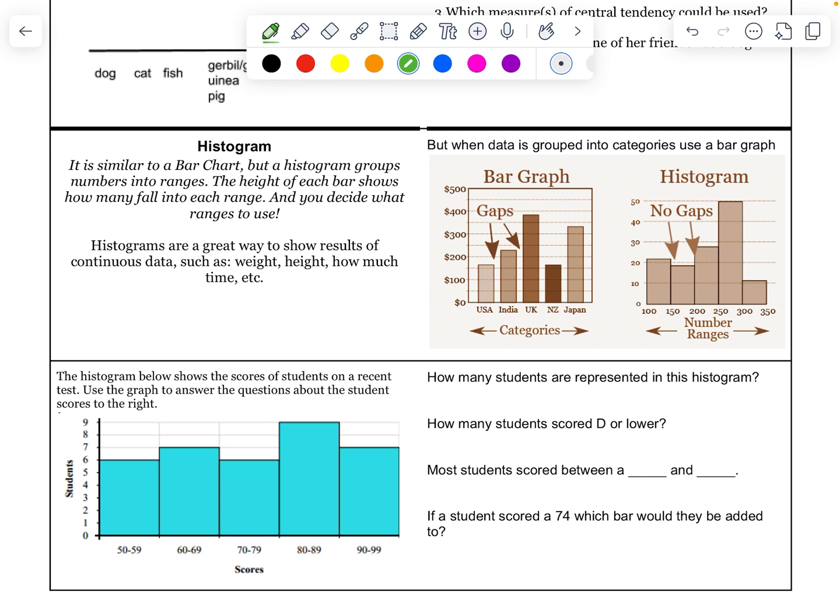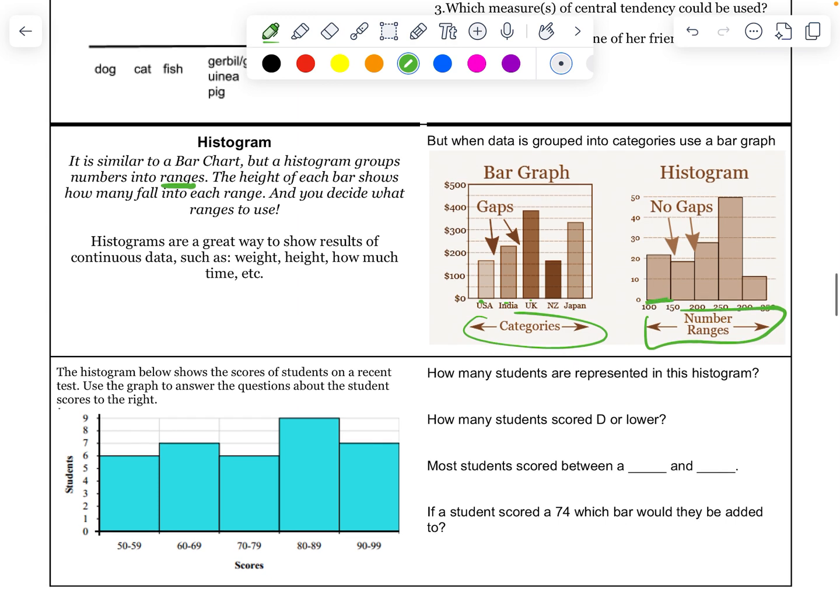Histogram, similar to a bar chart, but a histogram groups numbers into ranges. So like you're going to have a bar graph, right, with categories at the bottom. So like USA, India, UK, right? But a histogram has number ranges. So this is everybody from 0 to 150, everybody from 150 to 200. Like that's the difference between that and a bar graph.